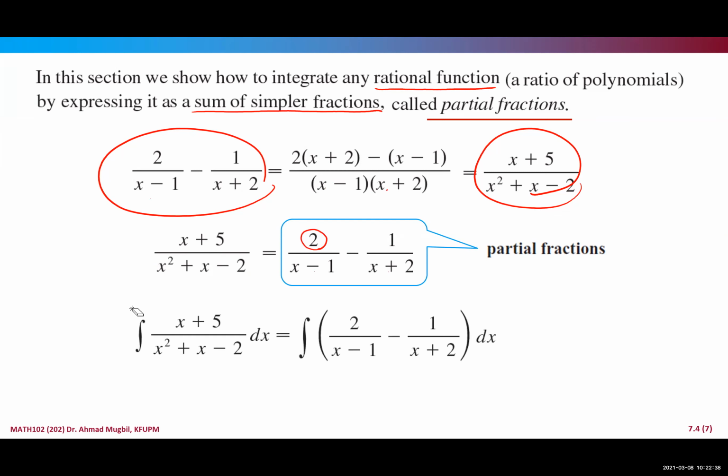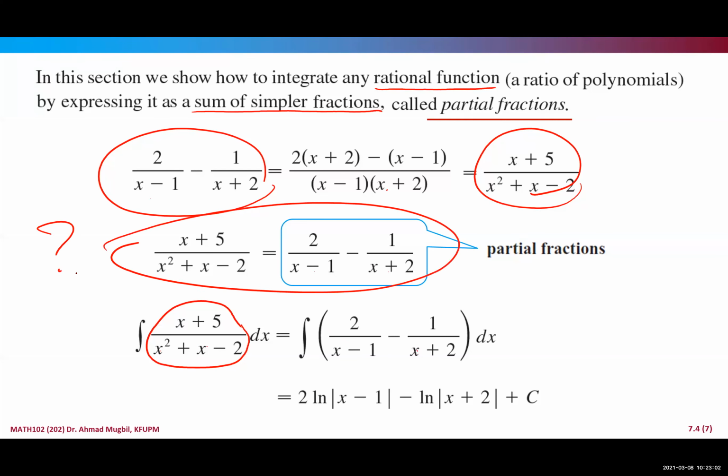And if you want to integrate this, for example, if you want to find this integral, look what you will do. Instead of this rational function, you will write these two partial fractions. And it is easy to integrate this. This is just 2 ln the denominator minus 1 ln the denominator. So easy. The main task now is this step, how to do this. This is what we are going to do today, inshallah.